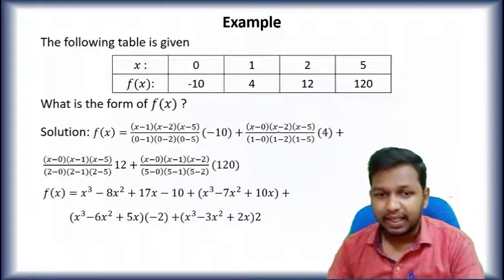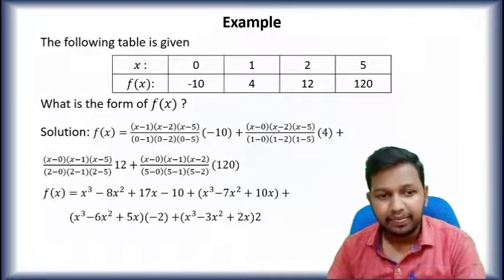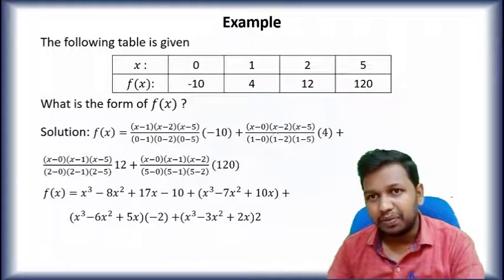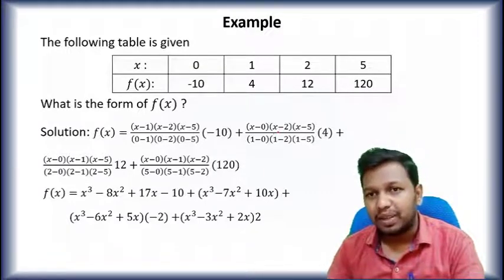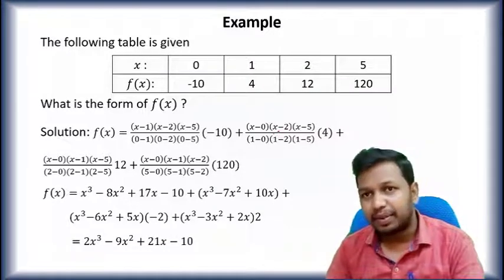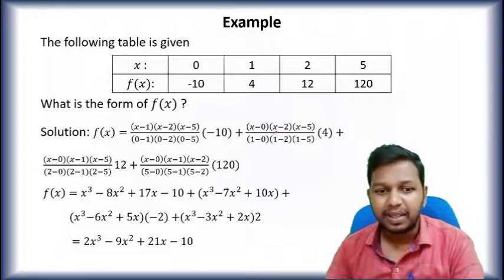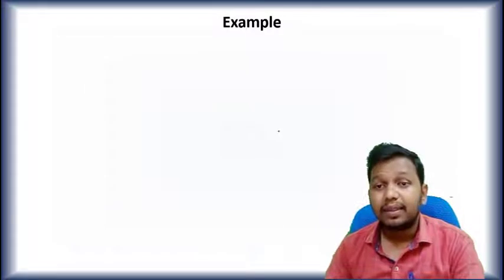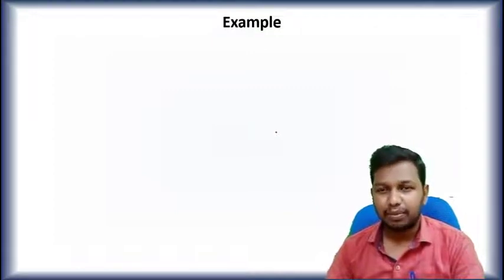From the second term we get x cube minus 7x square plus 10x, plus x cube minus 6x square plus 5x into minus 2 from the third term, plus x cube minus 3x square plus 2x into 2 from the last term. On complete simplification, we have the function, that is f of x is equal to 2x cube minus 9x square plus 21x minus 10. Let's see one more example solved using Lagrange's interpolation formula.